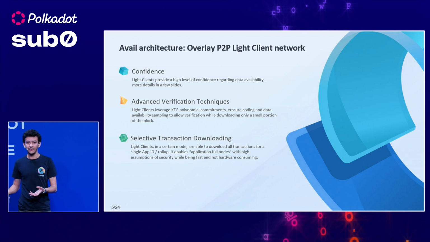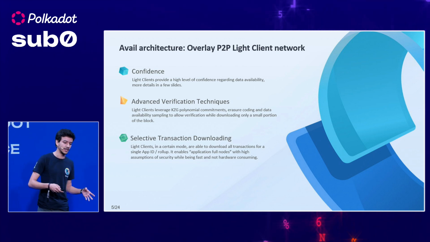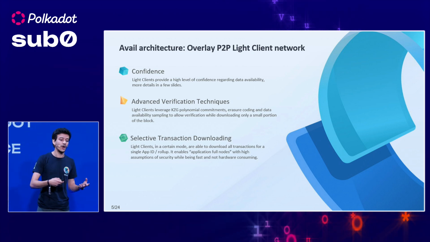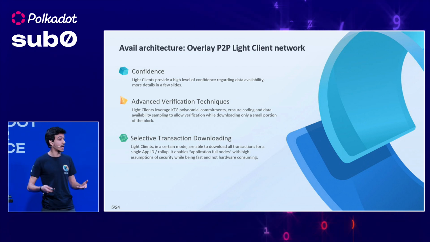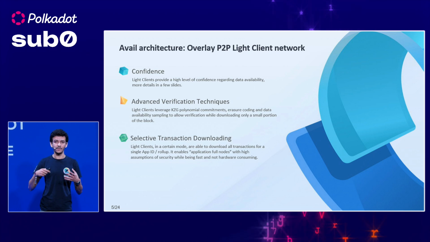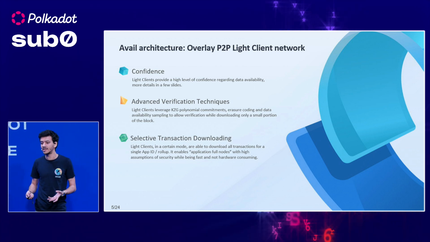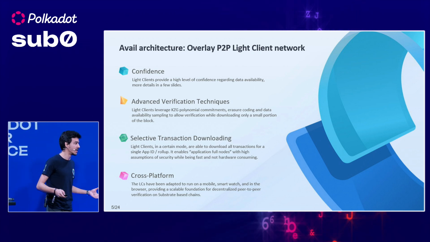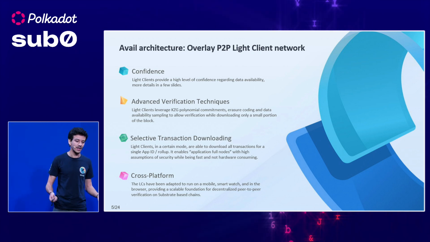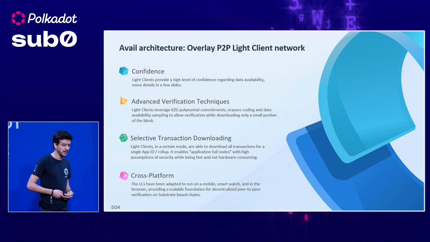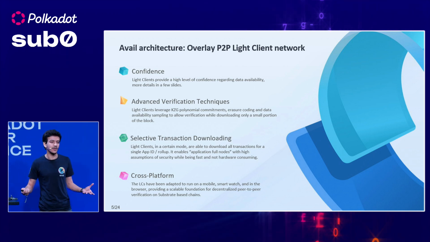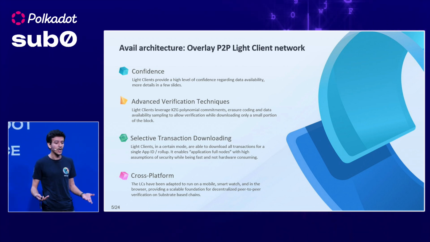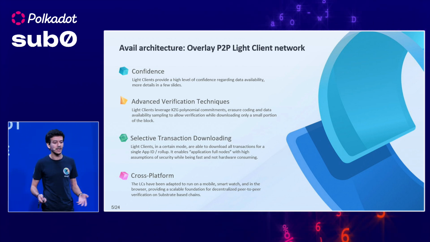Also, like we have said before, each transaction is associated with an application ID, which means that light clients in specific modes are able to query and get only the data specific to one rollup, app chain, or application ID. It will give high assumptions of security while still being fast and not hardware consuming. Of course, the light clients are cross-platform. They can work on a browser, on a desktop, on a mobile, on a smartwatch, on anything. It will allow us to have a really huge network, even if in reality it's not even necessary for an app chain. You can have your own sub-network of light clients and it will be enough.